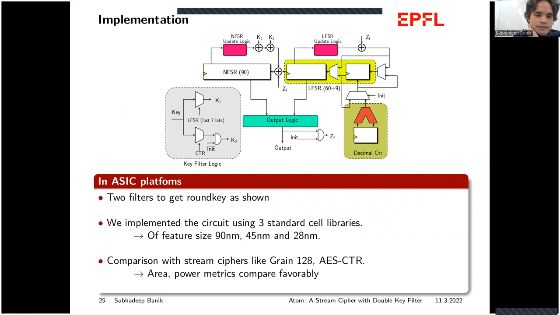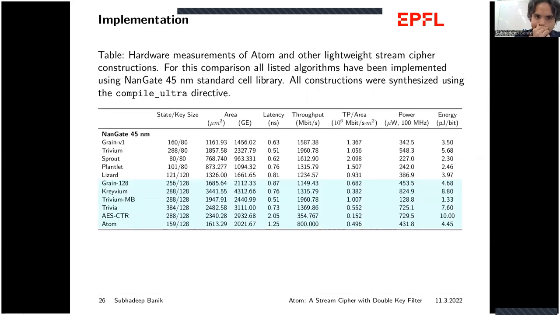So we implemented the circuit of our construction in hardware. A total of 3 standard cell libraries of different feature sizes were used. And we compared our construction to other stream ciphers that provide 128 bits of security, like Rain 128, Cravium, and AES in counter mode. In this slide, we present only results for the open source library NanGate 45. You can see that all the ciphers that offer 128-bit security are in blue background. And we can see that with respect to hardware area, energy, and power consumption, Atom compares favorably to all the other ciphers that offer 128 bits of security.